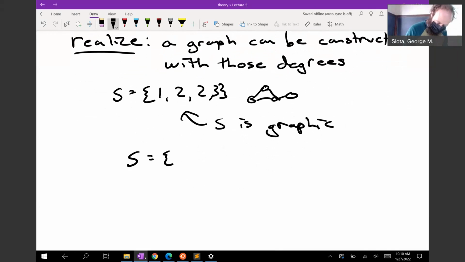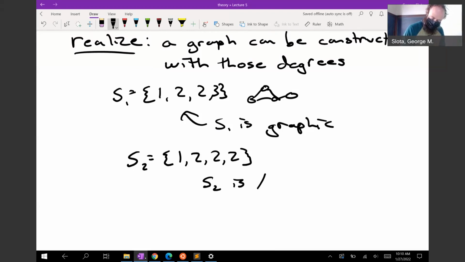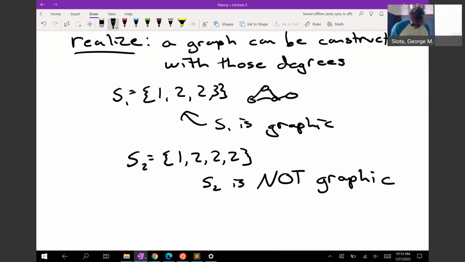Or we would say, consider, call that S1, this S2. S2 we can definitively say is not graphic. Why is that? So we've talked about the degree sum formula. For any graph, the sum of the degrees must be even. We sum up these degrees, it's quite definitively odd. 7, last time I checked, is an odd number.